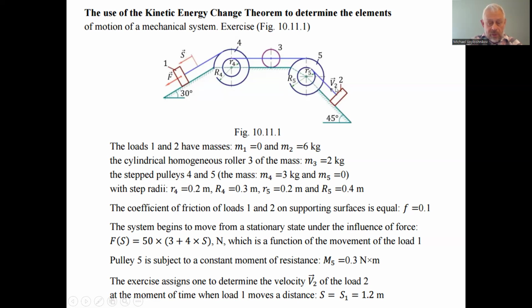The direction of the motion is determined by the force applied here, and by the system of threads it moves all elements of the mechanical system. The exercise asks to determine the velocity of the second load at the moment when the first load moves a distance of 1.2 meters.